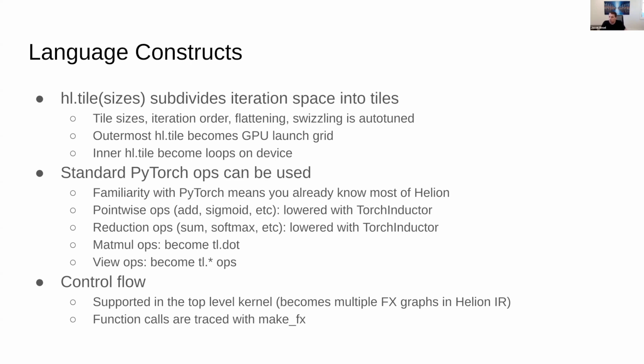Within the body of the loop, standard PyTorch operations can be used. So that means that if you're familiar with PyTorch, you already know most of the Helion language, which will hopefully make it easier for users to onboard. And we reuse Torch Inductor, which is a part of Torch Compile, to lower these PyTorch operations into output Triton code. And Helion supports control flow at the top level, which is useful for a lot of cases. So I showed an example of a for loop, but you can also do if statements and so on.